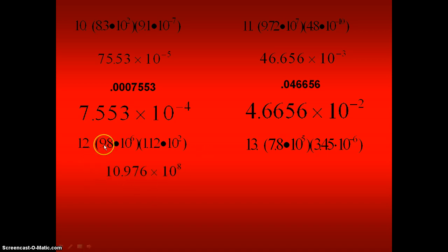Alright, when you multiply through for number 12, you should get 10.976 times 10 to the 8th power. Turn this into standard form. Swing that decimal place 8 spaces to the right. And then take that standard form number and put it back into scientific notation by moving the decimal 9 spaces to the left, in between the 1 and the 0. So your final answer in scientific notation should be 1.0976 times 10 to the 9th power.